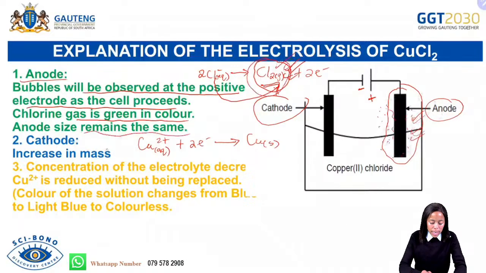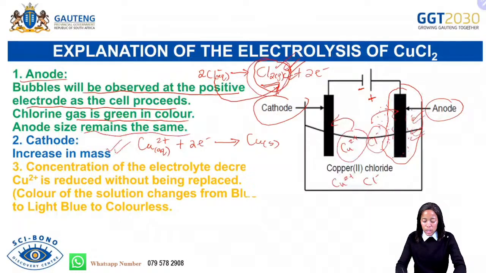It says here the cathode is going to increase in mass. Why is the cathode going to increase in mass? Remember, in the first step we broke down the electrolytes, and then we said that the chloride ion will migrate to the anode, and the Cu2+ ion will migrate to the cathode.